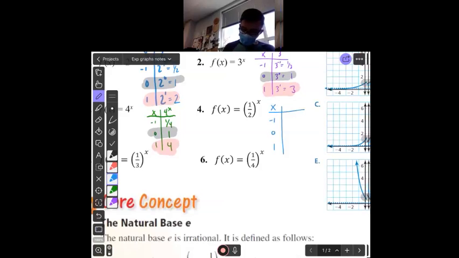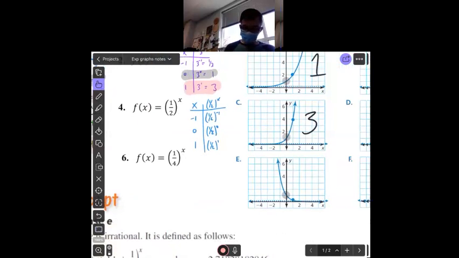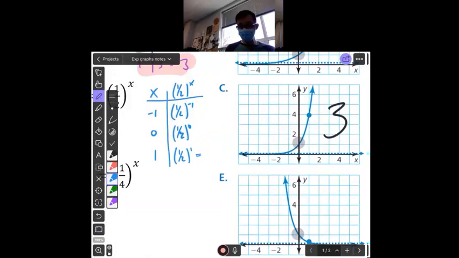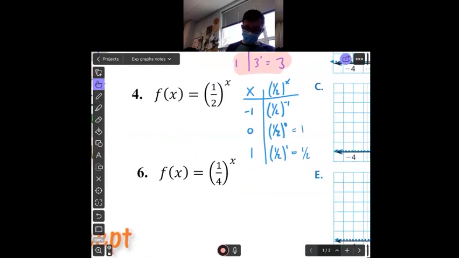-1, 0, and 1. I'm going to do 1/2 to the x. So 1/2 to the 1, 1/2 to the 0, 1/2 to the -1. So 1/2 to the first. Well, that's 1/2. Anything to the 0 power is 1. And then 1/2 to the -1. Well, what happens there?